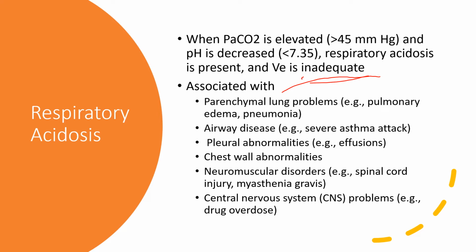So what are some causes of this? Well, it could be lung problems like pulmonary edema or pneumonia in the respiratory zone, or it could be an airway disease problem that's attacking the lungs like bronchospasm with an asthma attack, or it could be a pleural effusion that's squishing the lungs causing a restrictive effect. It could be a chest wall abnormality that's squishing the lungs causing that effect. It could be a neuromuscular injury that's not allowing the lungs to ventilate because of poor muscle contractility, or it could even be the brain not telling them to breathe, like with a drug overdose. So there's lots of situations that can cause that.